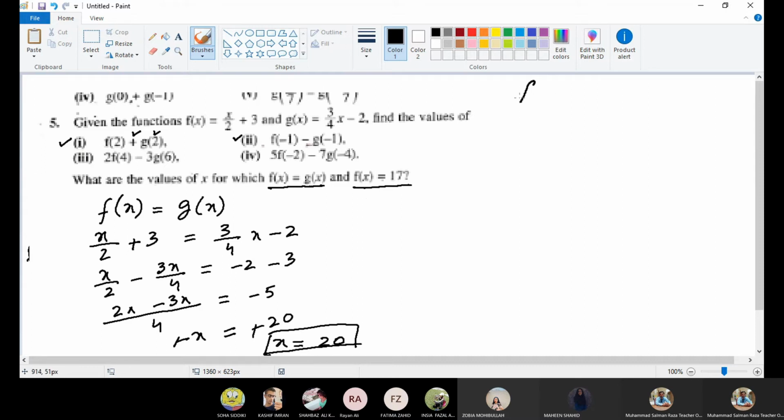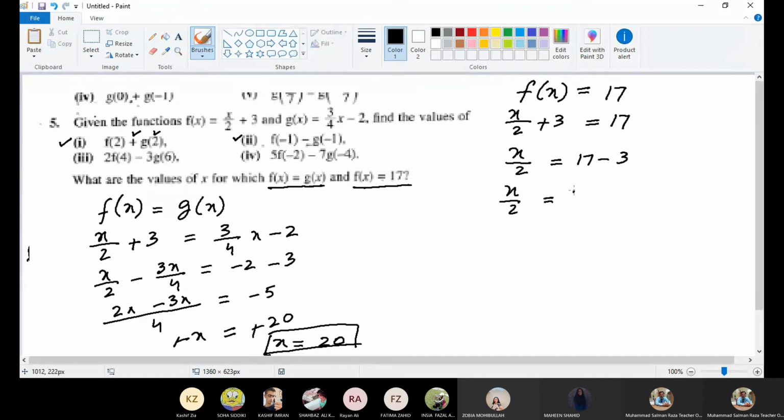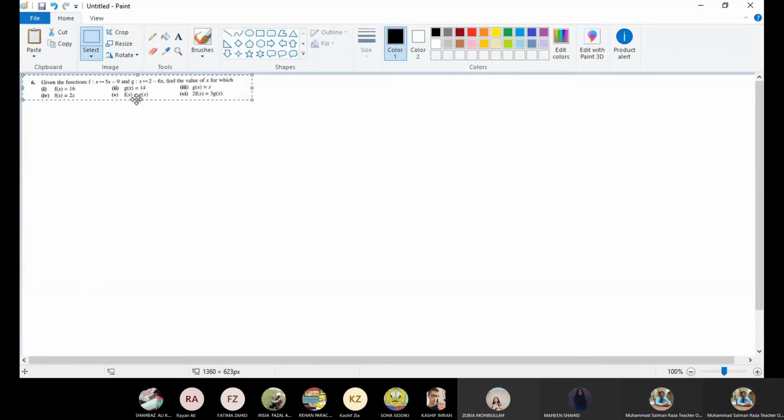Now the next part is f of x is equal to 17. Replace it with the function: x upon 2 plus 3 is equal to 17, and then x upon 2 is equal to 17 minus 3, and x upon 2 is equal to 14, where 2 will be cross multiplied and the answer will be 28. So this is our question.